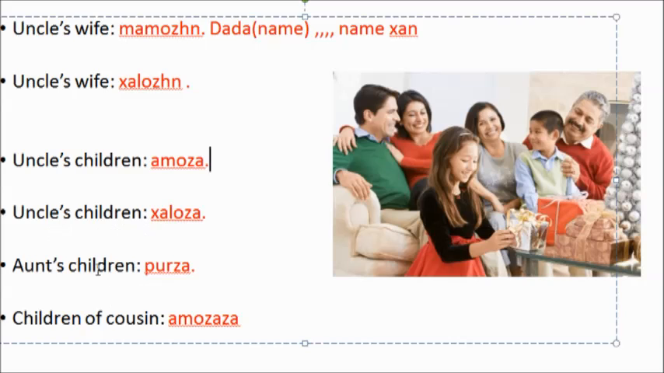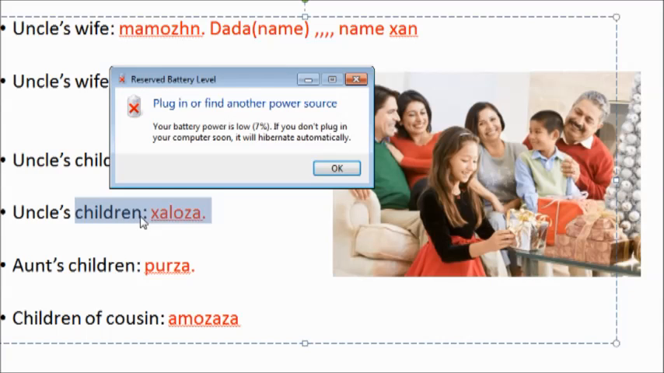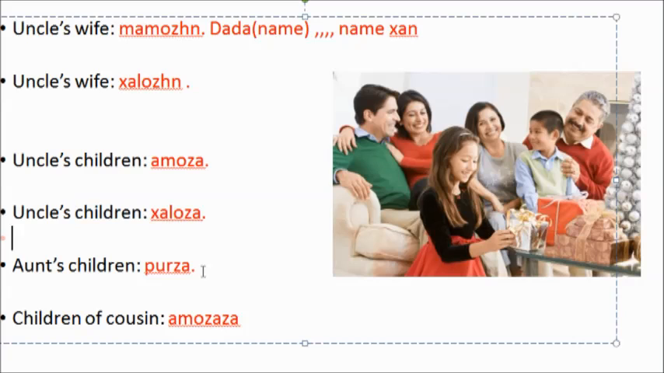Then aunt's children is purza. Okay, so basically uncle's children are cousins, amoza. Khaloza is also cousin, but in Kurdish they are different. Amoza is from the father's brother's side, and khaloza is from the mother's brother's side. Purza is from the aunt, and from father's or mother's side, it doesn't make any difference. And children of cousins is amozaza.